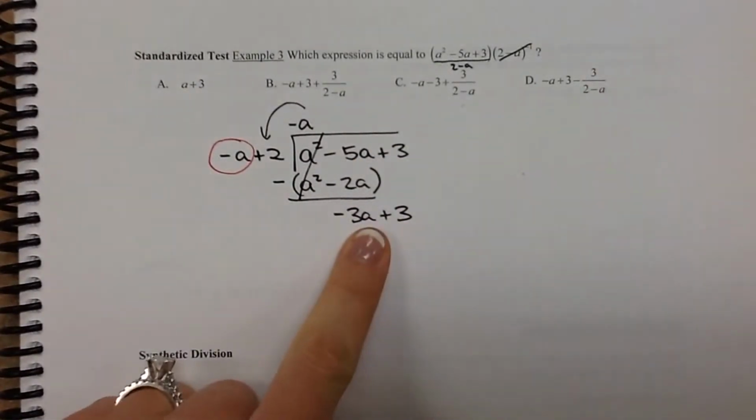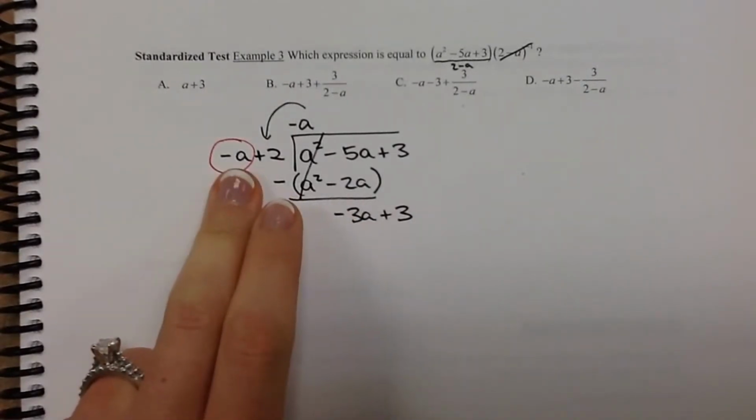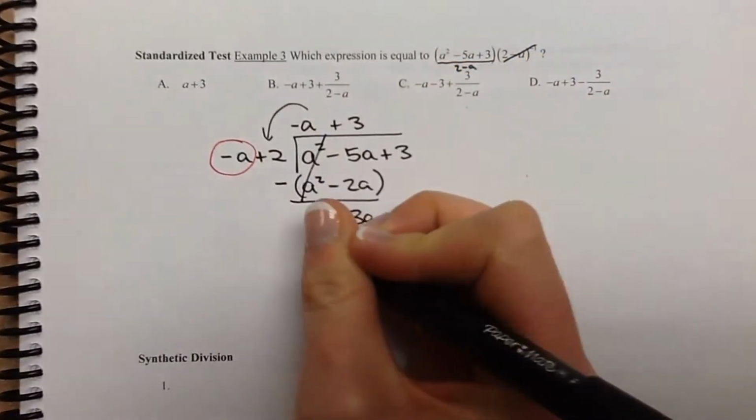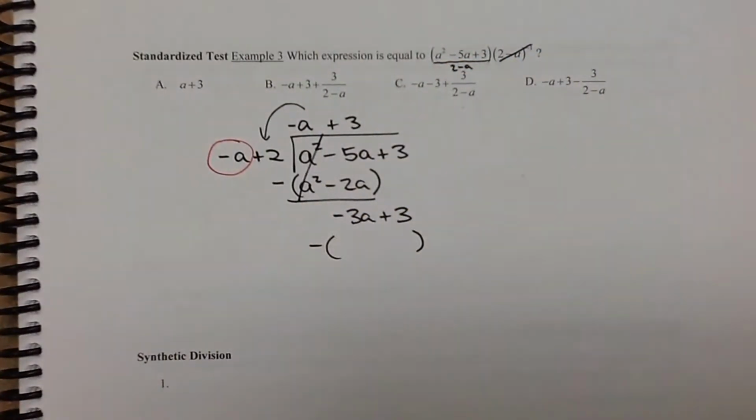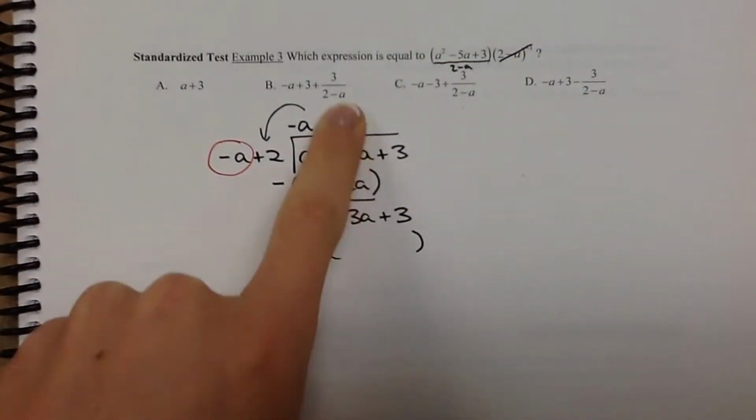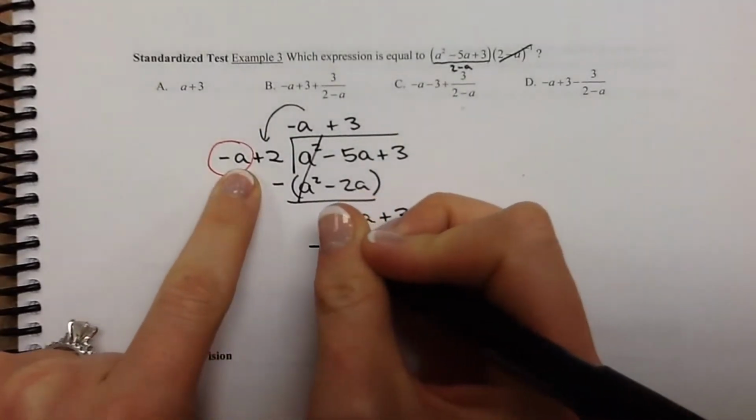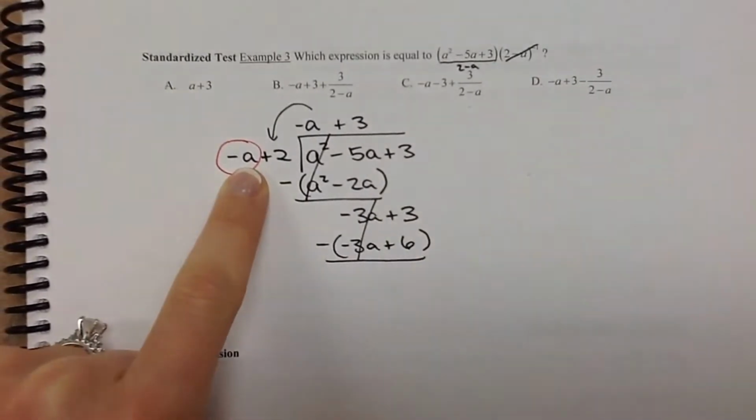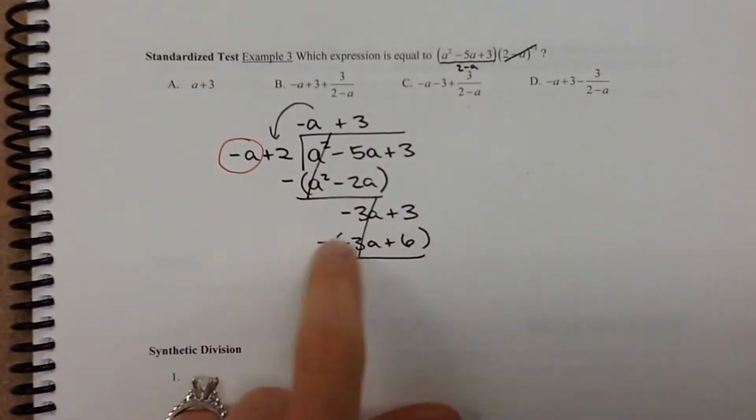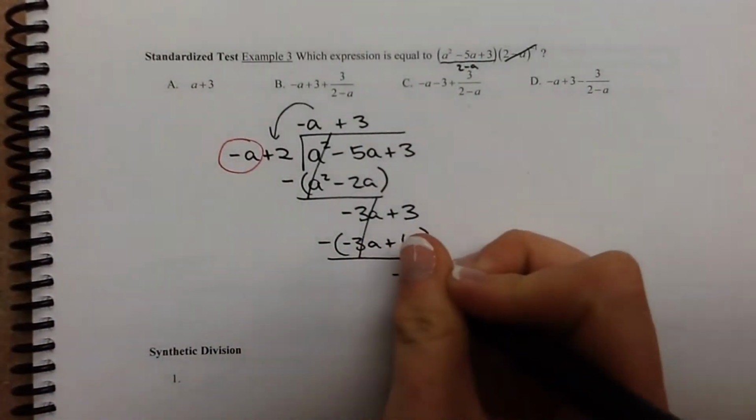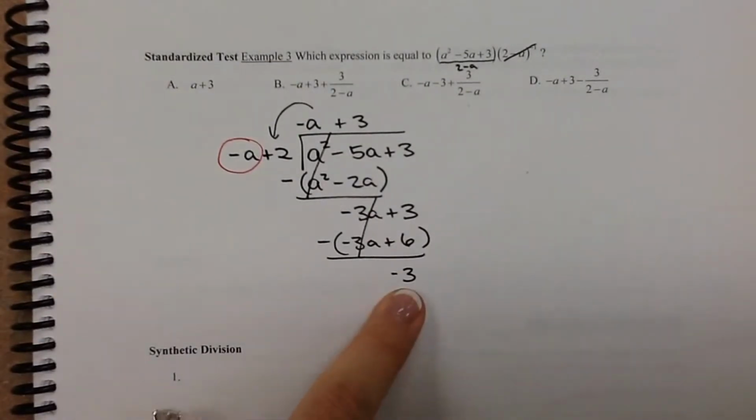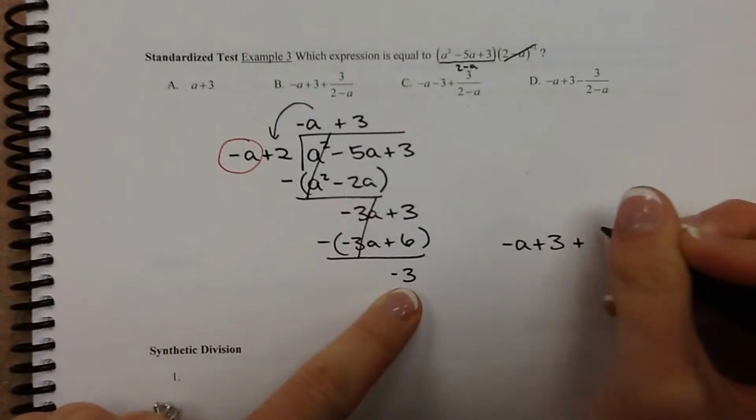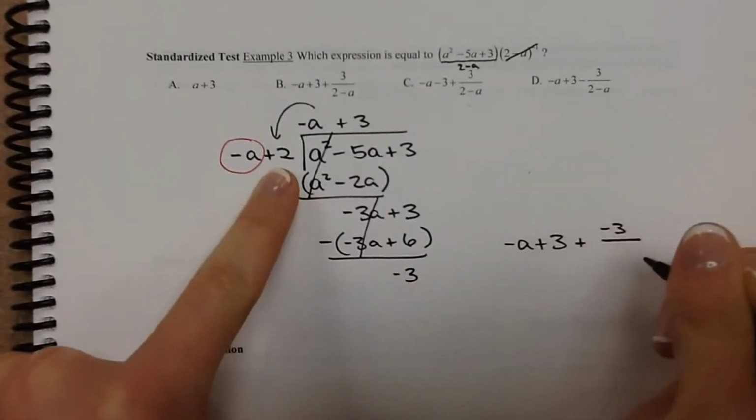Okay, so now again here, what do I multiply negative a by in order to get negative 3a? And that would be 3. Okay, multiply and subtract. Don't forget your parentheses. 3, distribute it here. I'll have negative 3a plus 6. Subtract carefully. This is really 3 minus 6, which leaves me with a negative 3. So that's my remainder. So I start with the negative a plus 3, and then I write my remainder over my divisor.